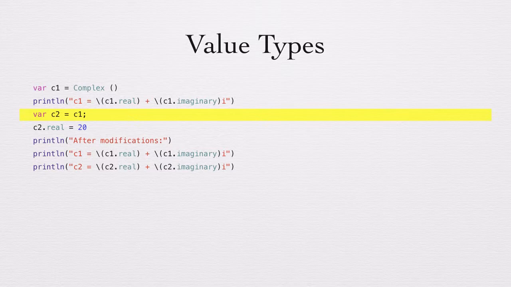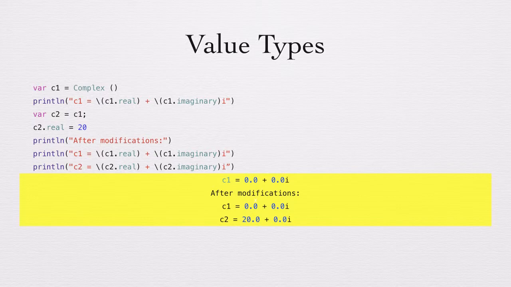We now create another variable C2 and assign it to C1. When you do so, all stored properties of C1 will be copied into C2. The variable C2, though it is the same structure as C1, will hold an independent copy of all the properties of the original C1. Verify this by modifying the real property of C2. When you print the values of C1 and C2, you will observe that the real property of both variables are now different and thus independent of each other.